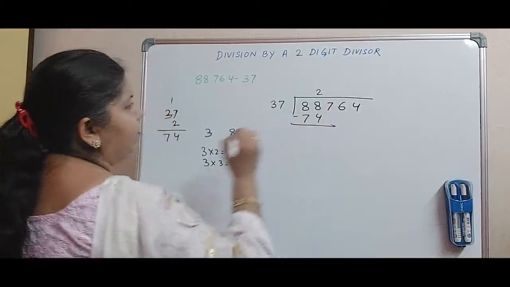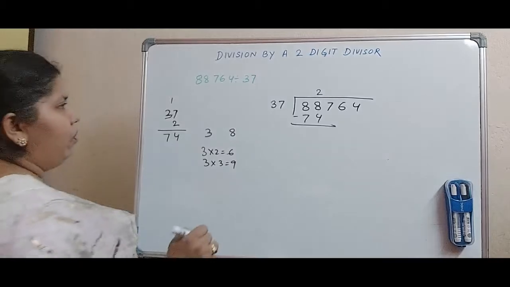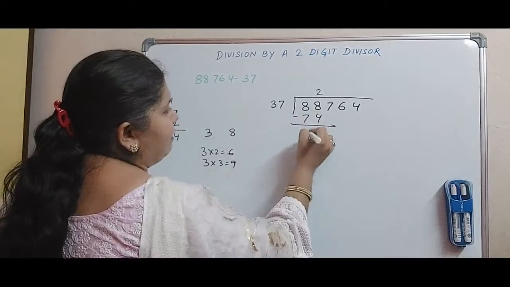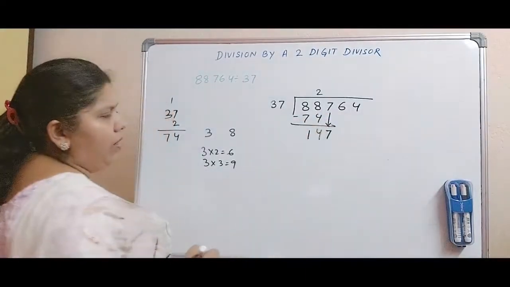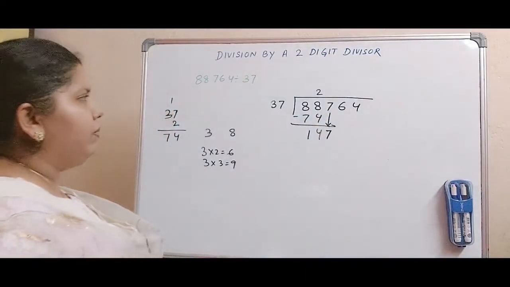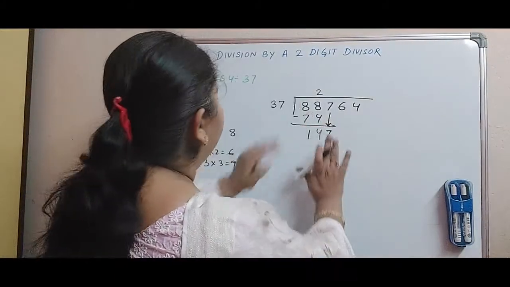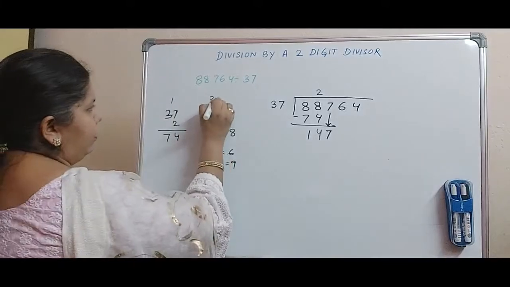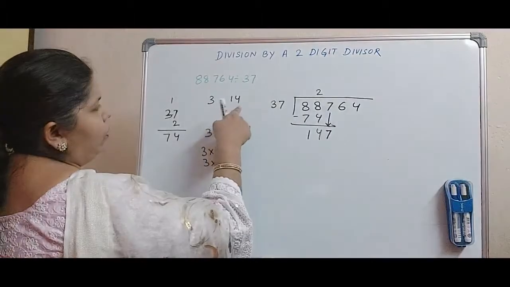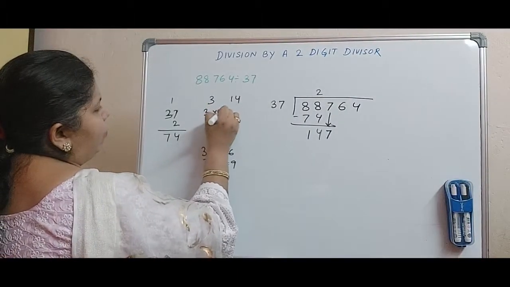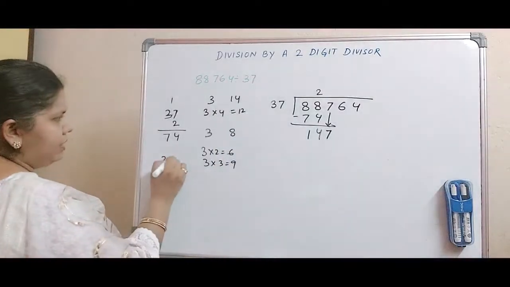After subtraction, what do we get here? 8 minus 4 is 4, and 8 minus 7 is 1, so 14. And the next digit 7 comes down. Again the same process will be repeated. Hide the ones place digit here and the ones place digit here. So what is left? 3 and 14. Now 3 times how much will be closer to 14? 3 fours are 12, because 3 fives are 15 will be more. So take 37 into 4.